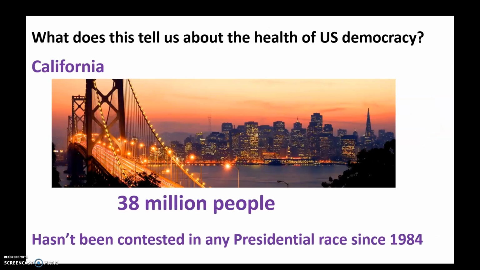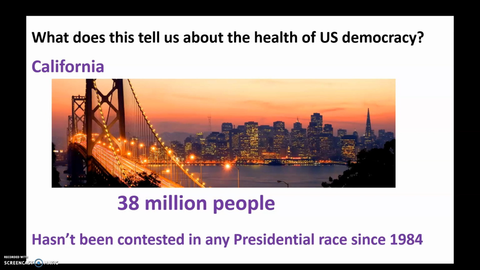A few questions you've got to ask yourself from these swing states is, what does it tell us about the health of US democracy? Because lots and lots of states are ignored. Okay, because they always vote for one party, no one really bothers to campaign there. But if you look at California, okay, 38 million people live in California. You know, that's half the population of the UK. It hasn't been contested in any election for president since 1984. Okay, they virtually have no say in the outcome of the election because it always votes the same way.